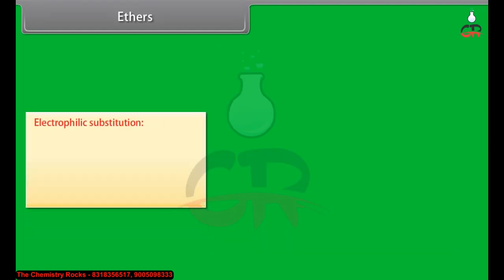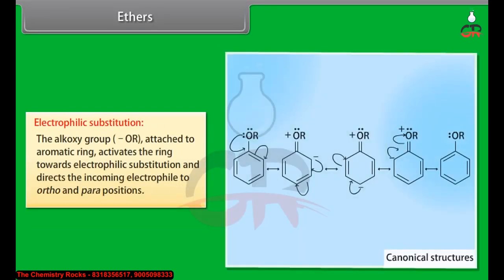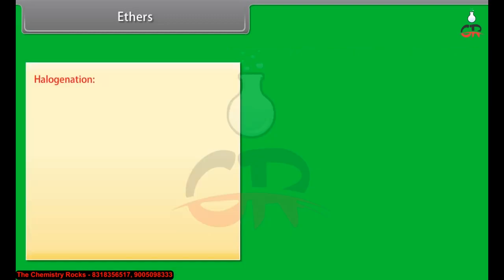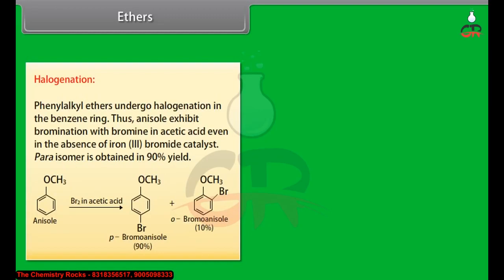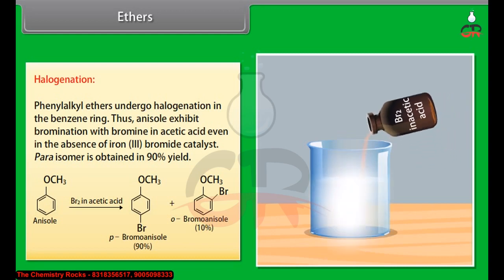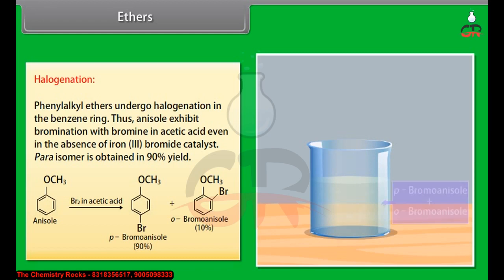Electrophilic substitution. The alkoxy group attached to the aromatic ring activates the ring towards electrophilic substitution and directs the incoming electrophile to ortho and para positions. Halogenation. Phenylalkyl ethers undergo halogenation in the benzene ring. Thus, anisole undergoes bromination with bromine in acetic acid even in the absence of iron(III) bromide catalyst. The para isomer is obtained in 90% yield.